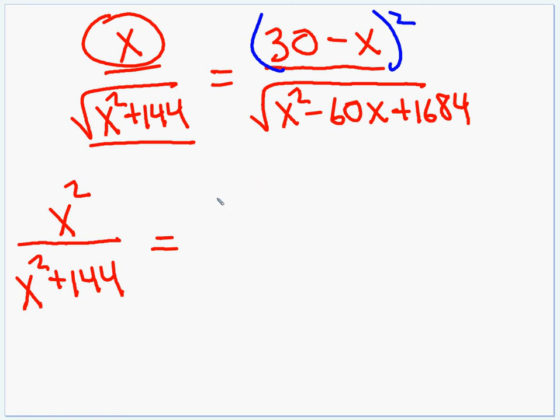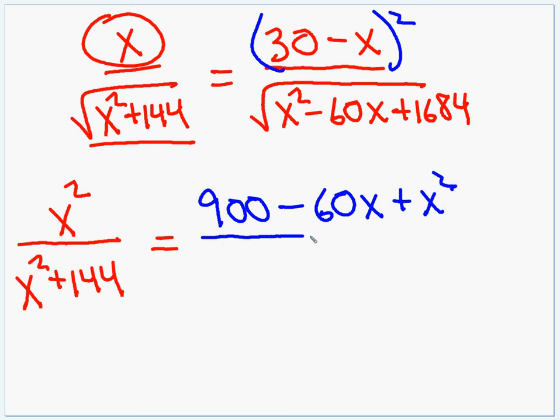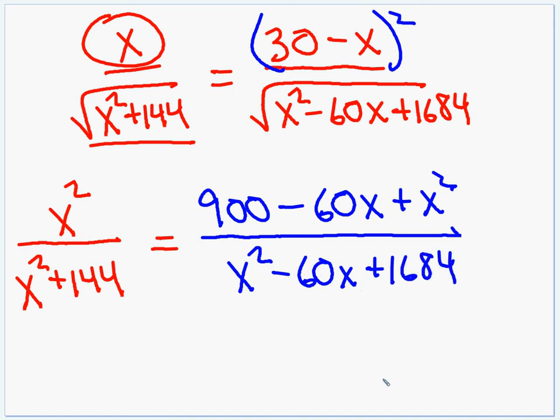So let's see. 30 times 30 will be 900. And then we're going to have minus 60 x's, and then plus an x squared. And then down underneath in the denominator, when we square that, the radical disappears. X squared minus 60x plus 1684. Okay, we are now radical free.